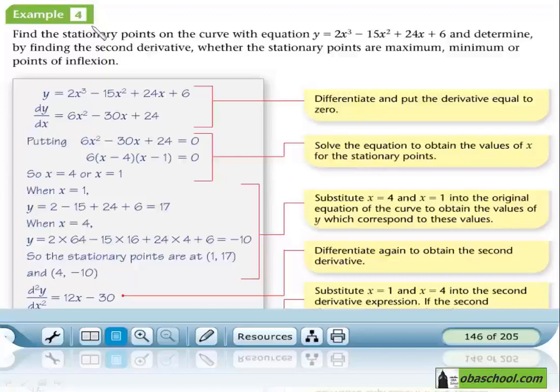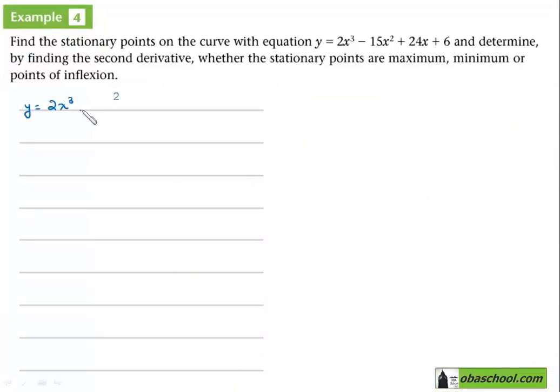Look at this example. Find the stationary points on the curve with the equation y equals 2x cubed minus 15x squared plus 24x plus 6 and determine their nature by finding the second derivative. So here the way to calculate is specified. We cannot use the tabular method in order to decide whether the stationary points are maximum, minimum, or points of inflection. Let's start. We will take the function y.